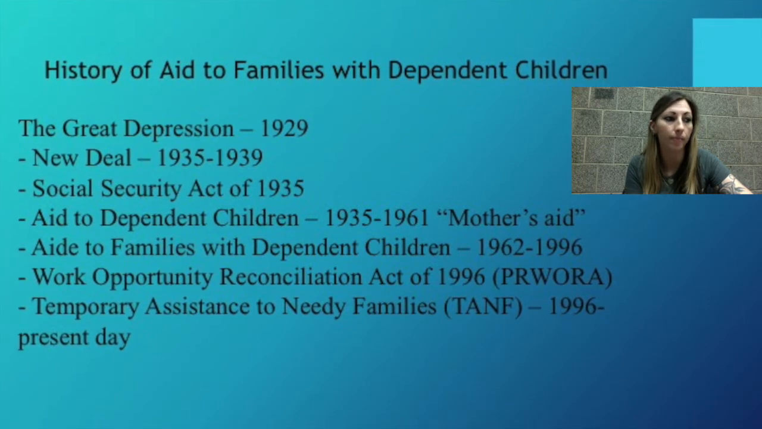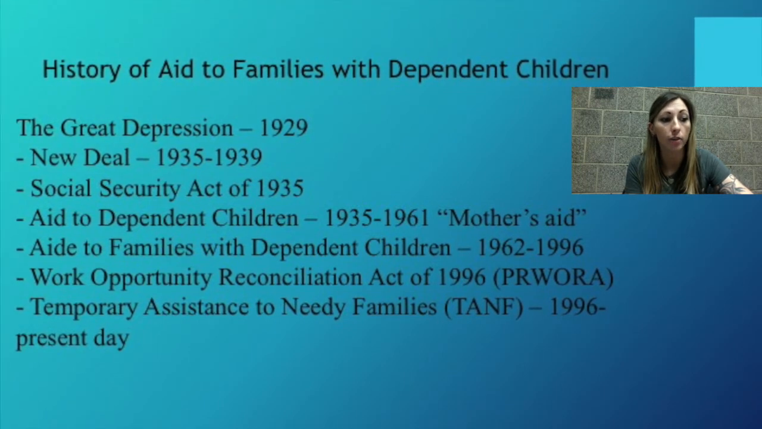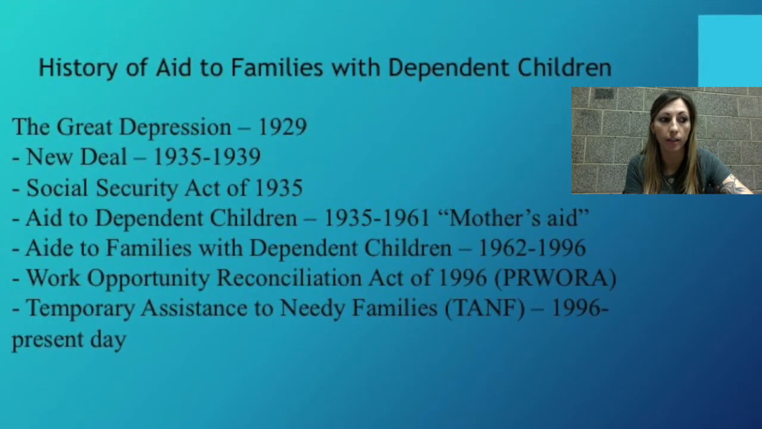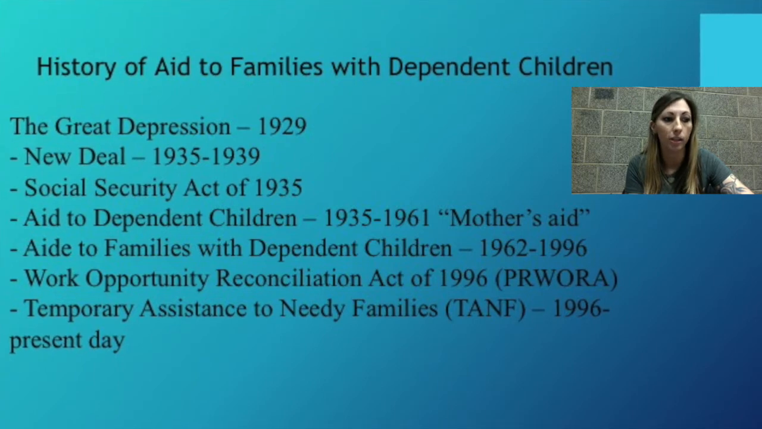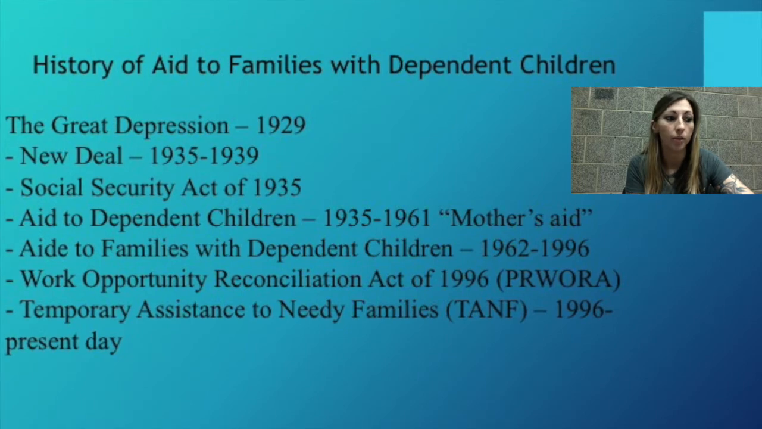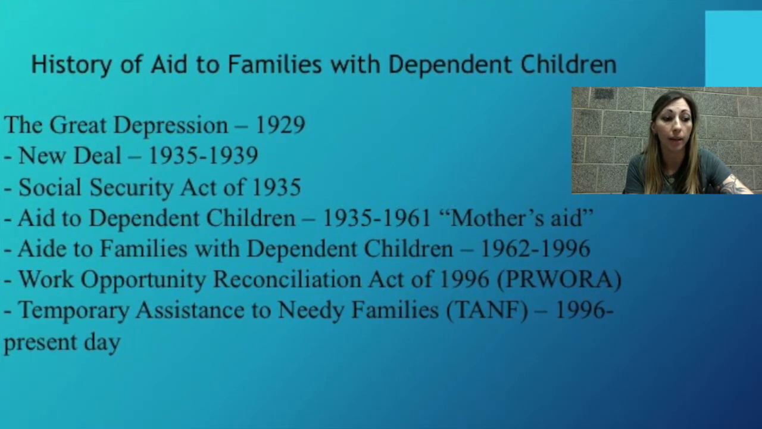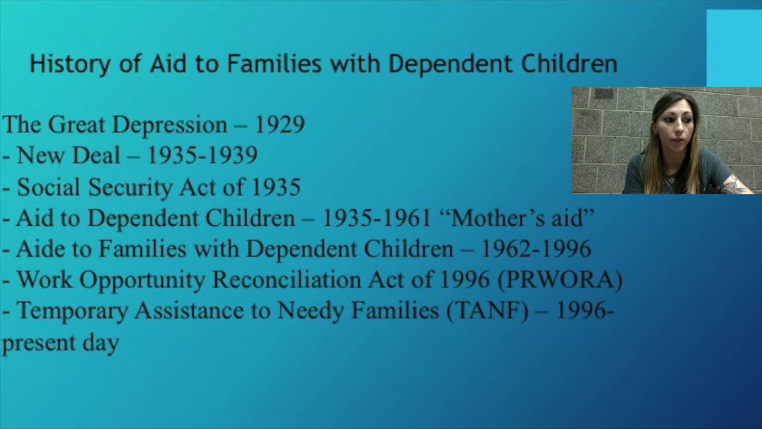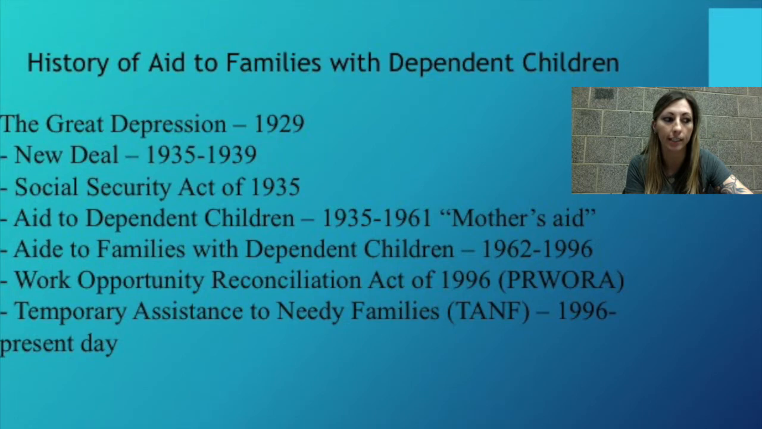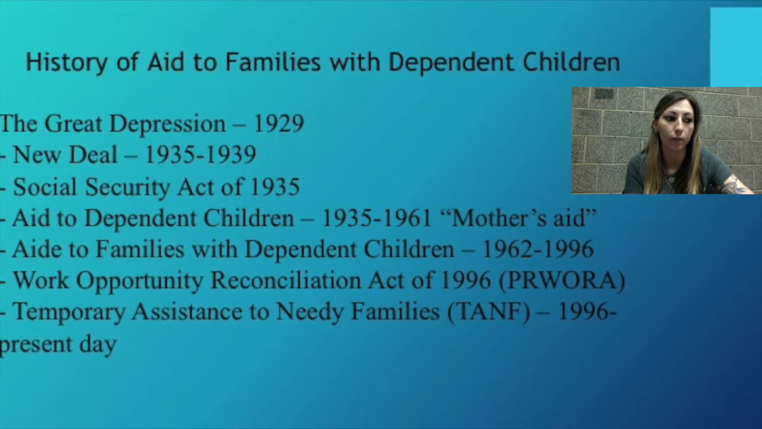The program's name was changed from Aid to Dependent Children to Aid to Families with Dependent Children in 1962, when eligibility was amended to permit assistance to households or families with two parents, including an unemployed parent. In 1996, through the Personal Responsibility and Work Opportunity Reconciliation Act of 1996, or PRWORA, AFDC was replaced by Temporary Assistance to Needy Families, or TANF.